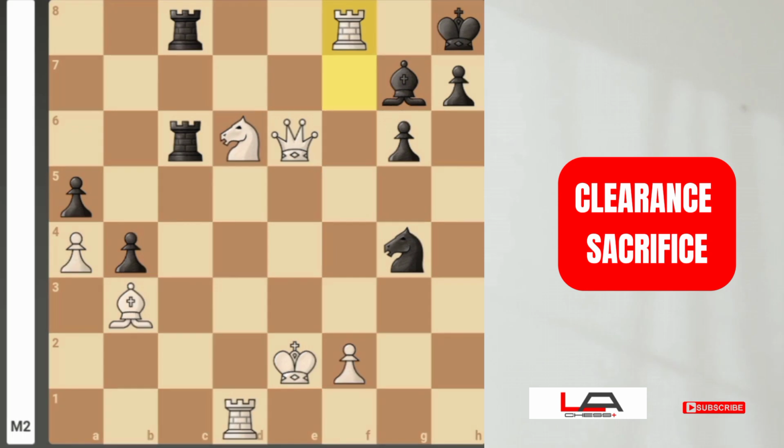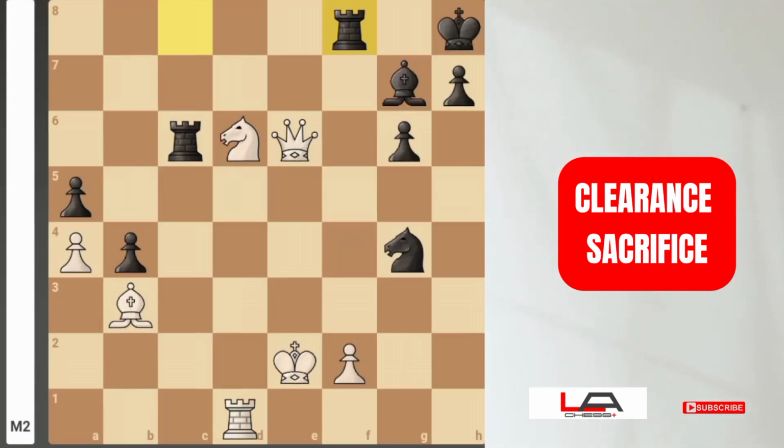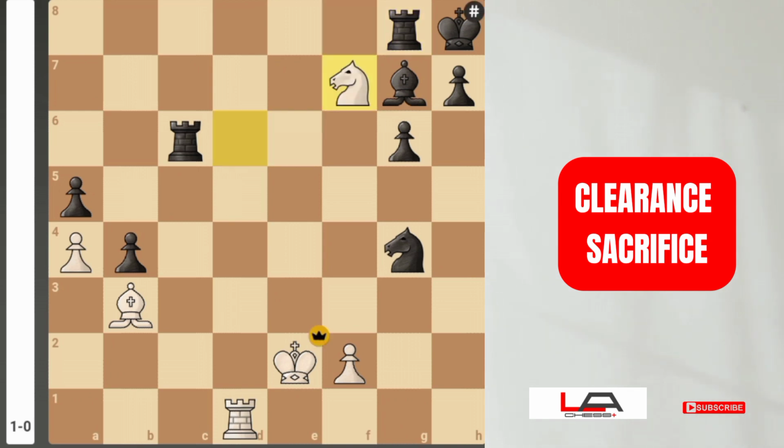Rook f8 check. The key idea of this tactical motif is white clears the long a2 to g8 diagonal by sacrificing the rook on f8. White now finishes the game off with a forced Venus fly trap mating net after rook takes f8. If bishop takes f8, queen g8 checkmate, so rook takes f8, queen g8 check, rook takes g8, knight f7 checkmate.